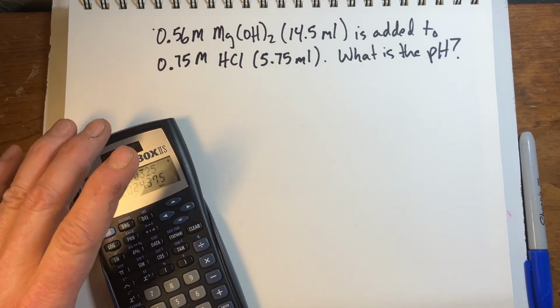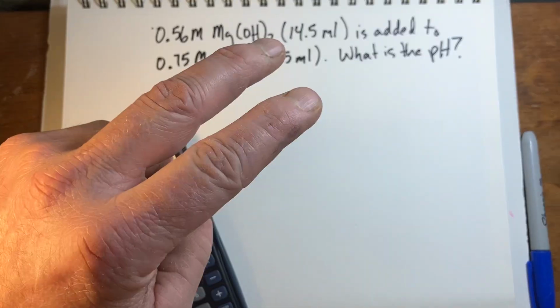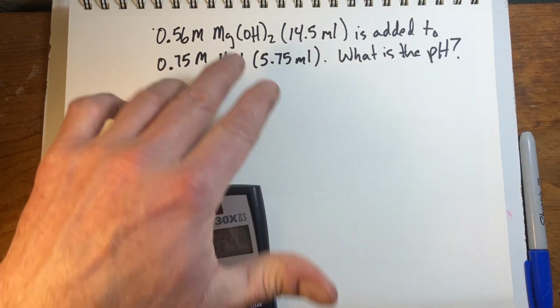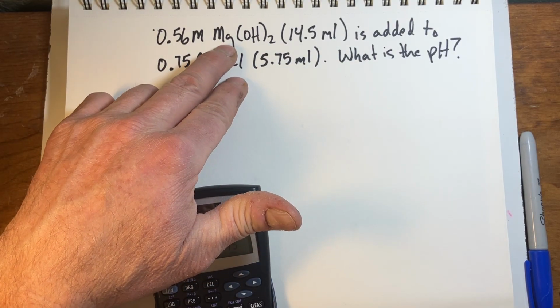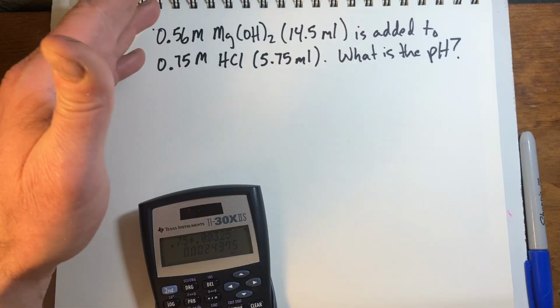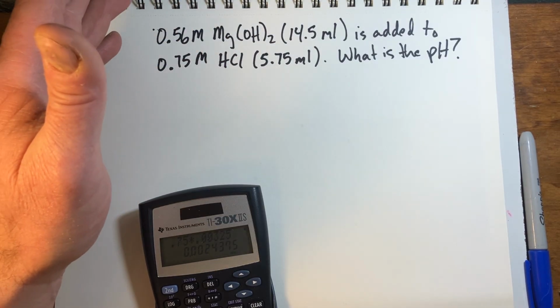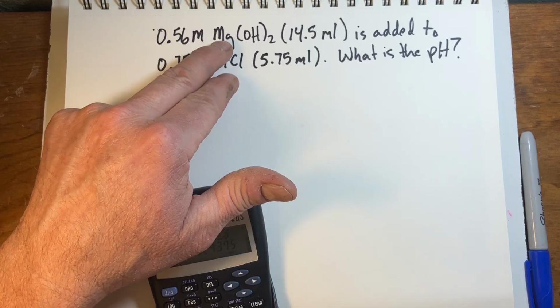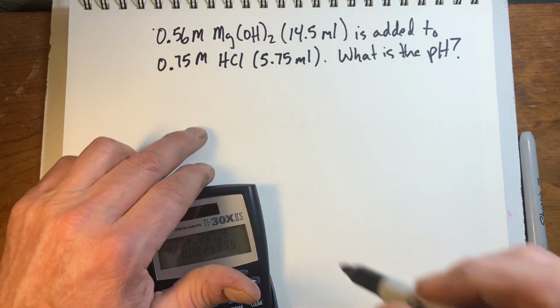All right, this is our problem involving two strong agents, the base and the acid. So we see magnesium hydroxide, and the magnesium is just a group 2 metal like sodium. It's just going to completely dissociate and give us two hydroxides. So we're not even going to put this into our balanced equation.